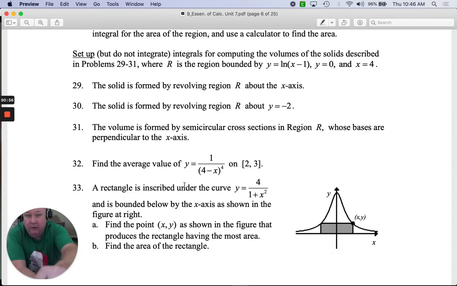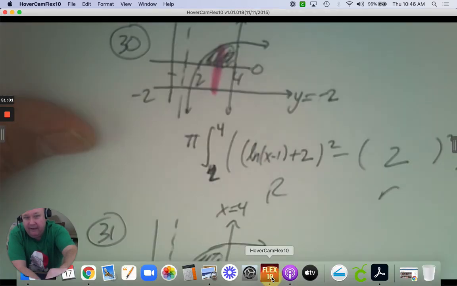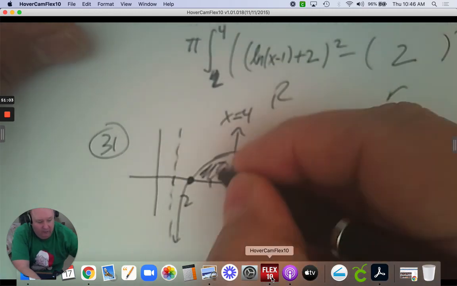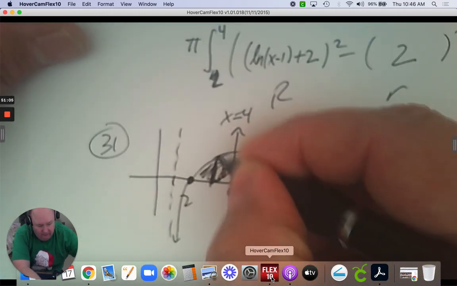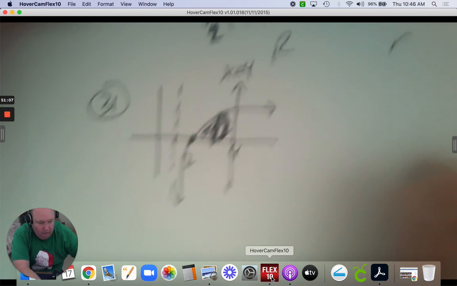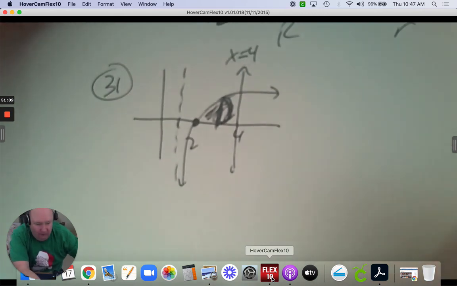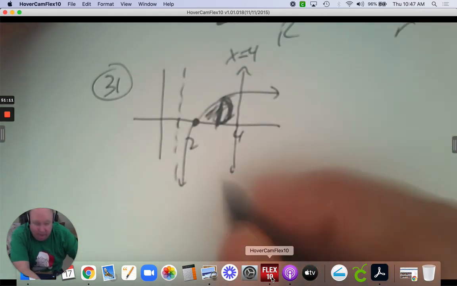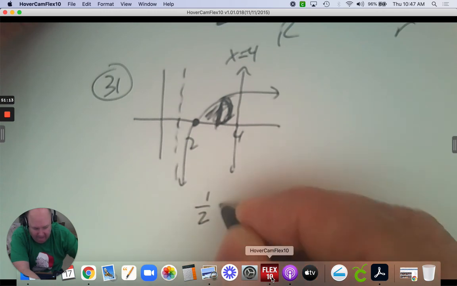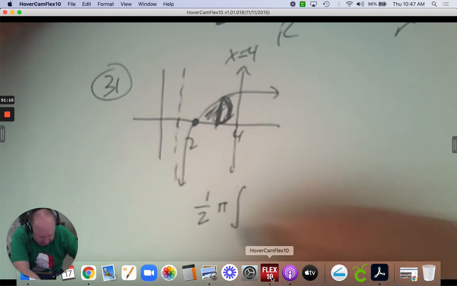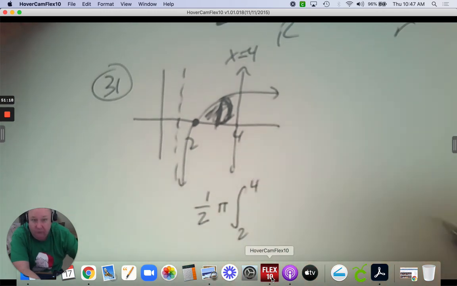So now we're going to do semicircle cross sections perpendicular to the x. So now it's going to be semicircles. To find that volume, the formula for a semicircle is 1/2 pi. We're integrating from 2 to 4.